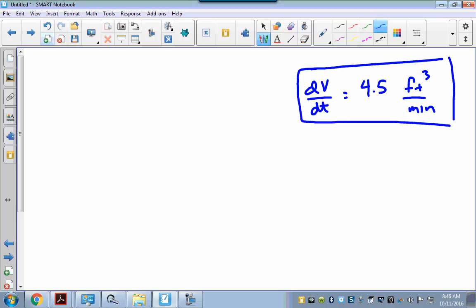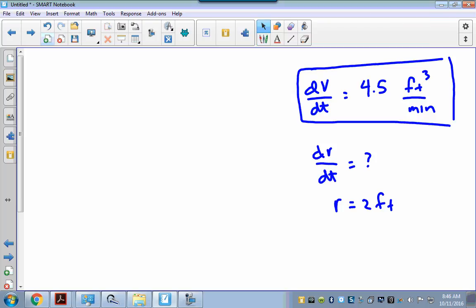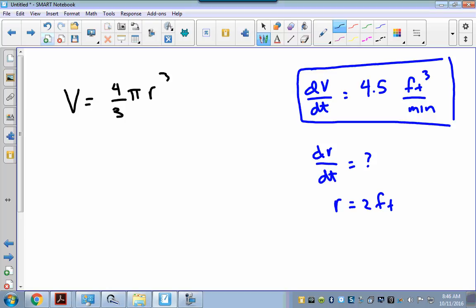Find the rate of change of radius. Rate of change of radius would be change in radius over time. Don't know that, but we do know that the radius is equal to 2 feet. So that's all the stuff that's in the prompt. We need a geometry formula. Well, again, this would be given to you. The volume of a sphere is 4/3 pi r cubed. So that's from geometry. Here's the calculus equation.